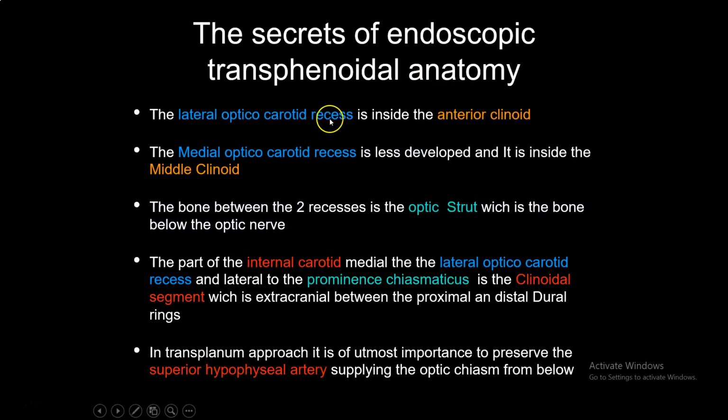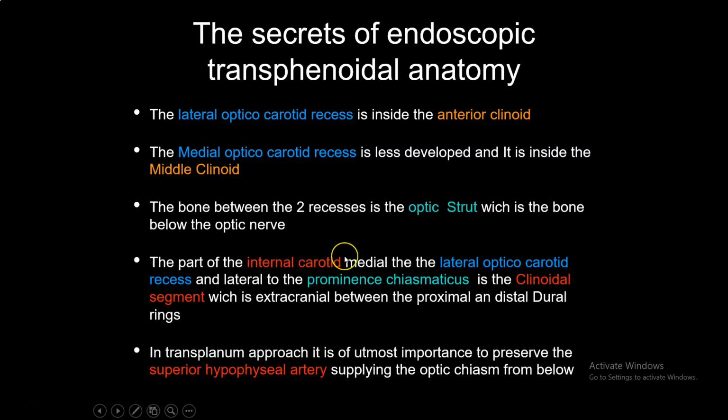More secrets. The lateral optic carotid recess, as we said, is inside the anterior clinoid. The medial optic carotid recess is less developed as it is inside the middle clinoid, as we said. The bone between the two recesses is the optic strut. Actually, it's not between the two recesses. It is on the undersurface of the optic nerve. It's called the optic strut. You remove this bone, you can expose the optic canal transsphenoidal.